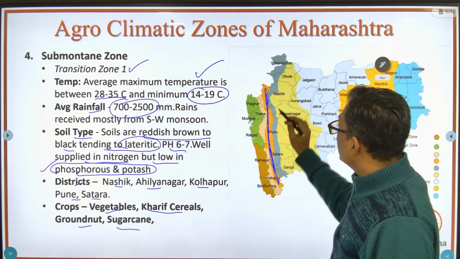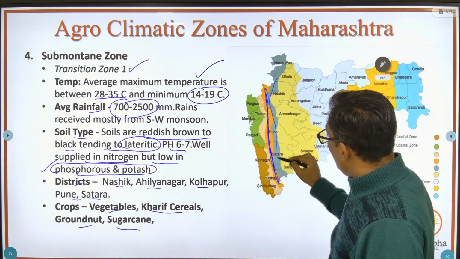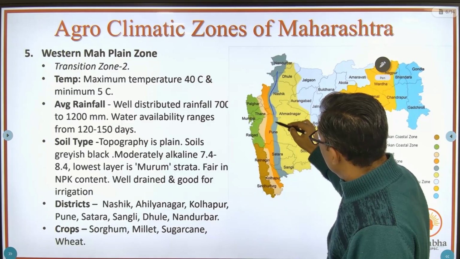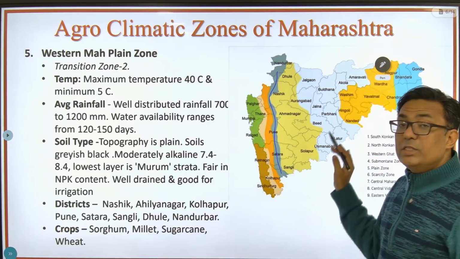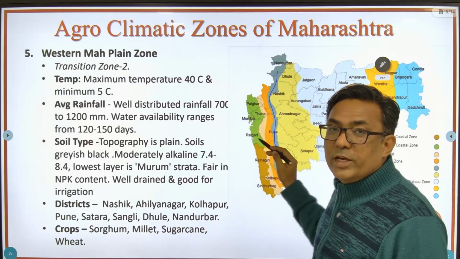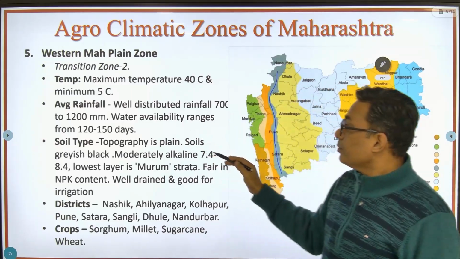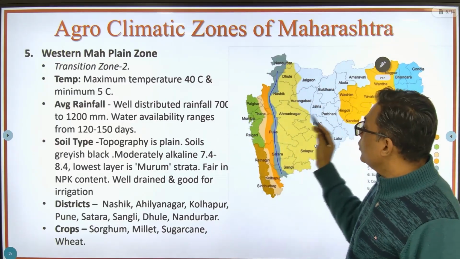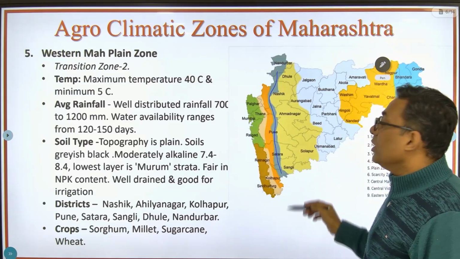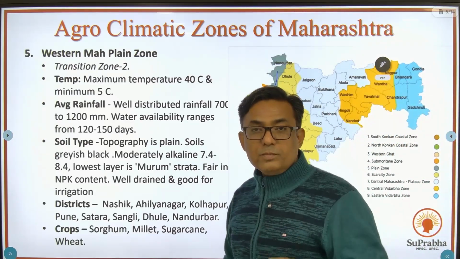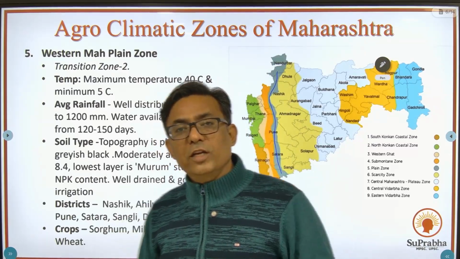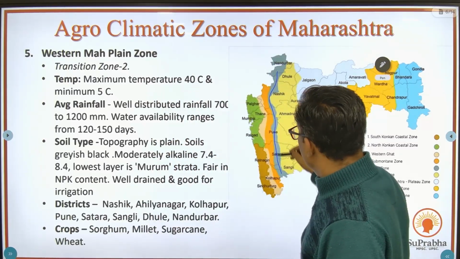And adjoining the sub-mountain zone, this zone will be the plain zone. Western Maharashtra plain zone. I have purposely kept the map along with the description for each slide so that you get an idea of which zone we are speaking of. Otherwise, it's going to be confusing. So this is the Western Maharashtra plain zone. Now, this plain area is good, well irrigated, and there is lots of sugar cane. This is that area.